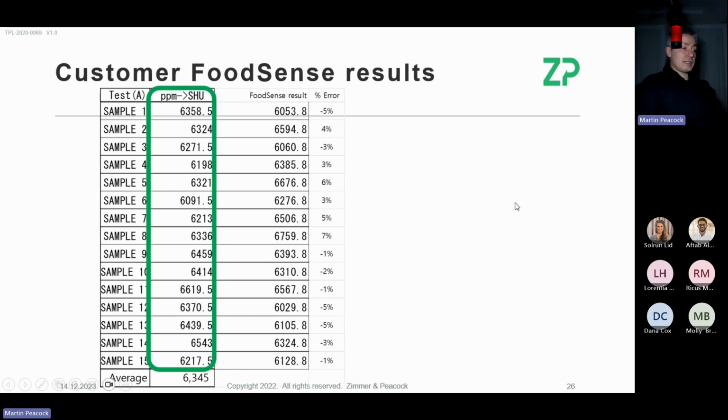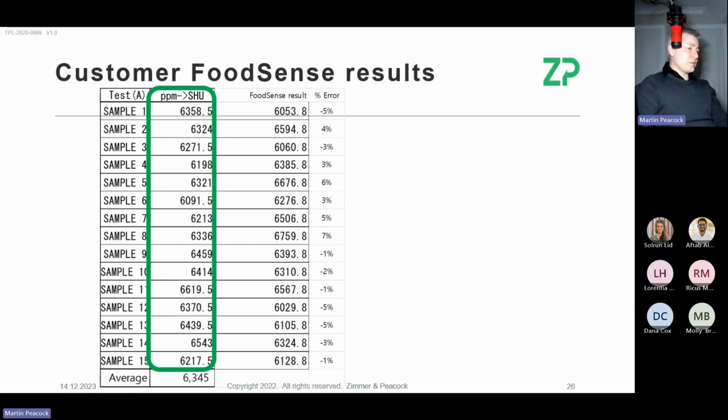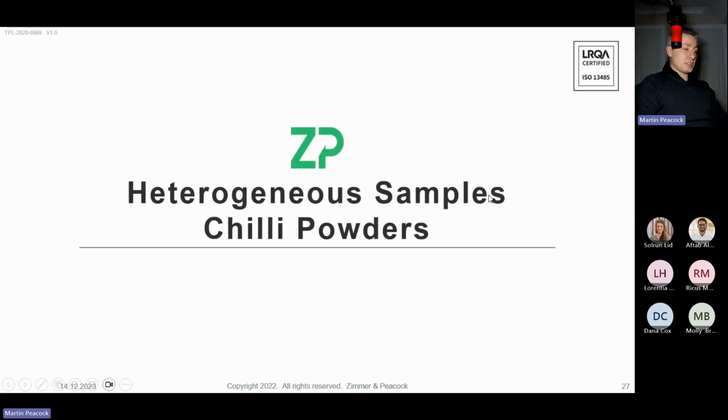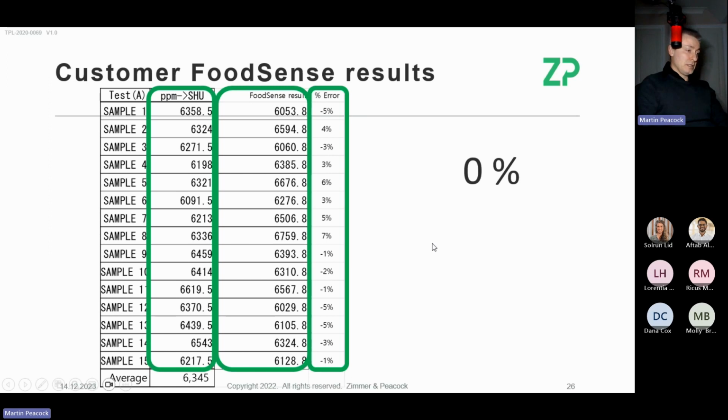This is somebody's data after they got trained by us. They were being very diligent, and it must have been quite expensive as well. They tested 15 samples on an HPLC, and then tested the same samples on the FoodSense. I should really call it difference rather than error. The differences between the two were 5%, 4%, 3%, 3%, 6%, 3%, 5%. When we averaged all those up, we ended up with a 0% difference, which is nice to have.